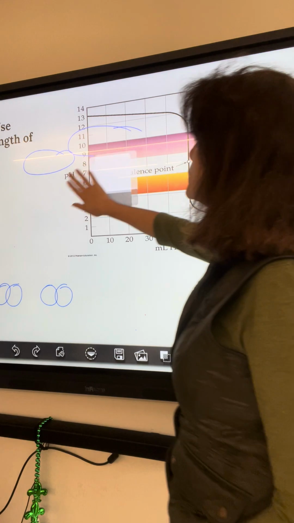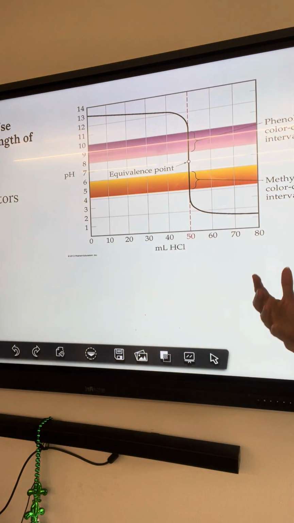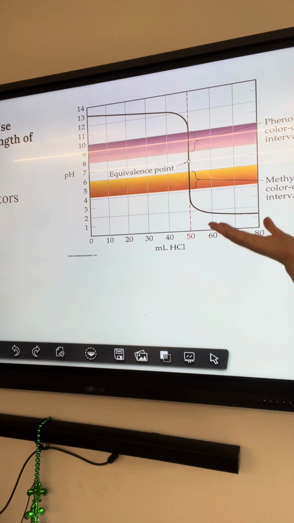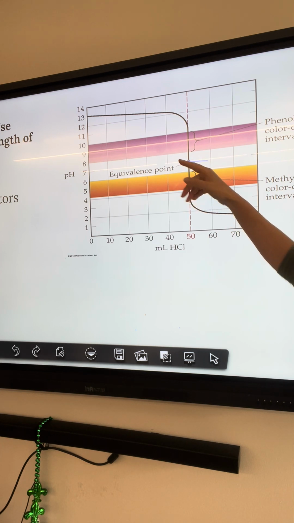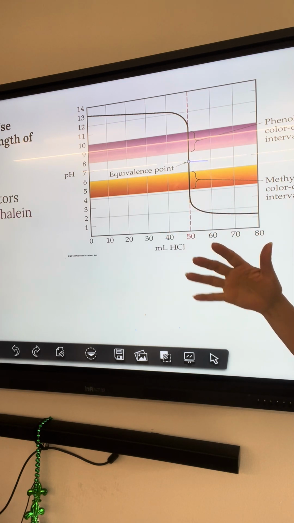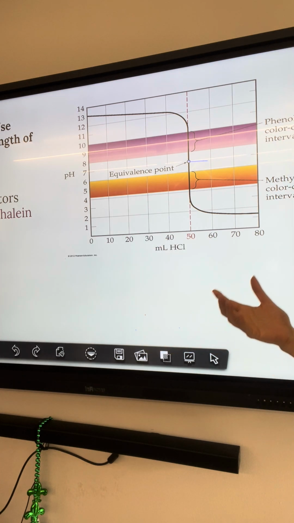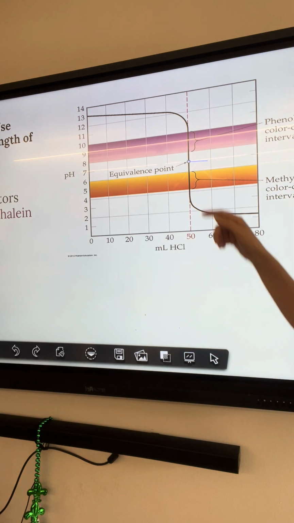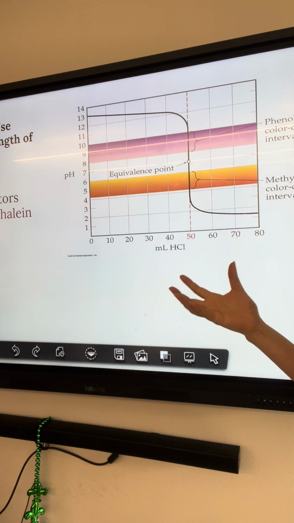This is about talking about indicators. You want to use an indicator that is going to change color right at the equivalence point. So in this case, I could use like bromothymol blue, which changes right at 7, right? It's just not a very good indicator sometimes practically to use. But you want one that is going to change right about when you expect the pH to change.